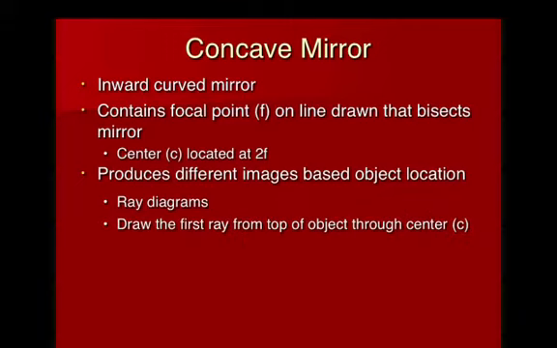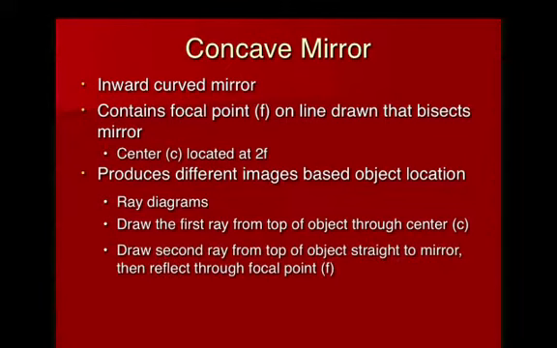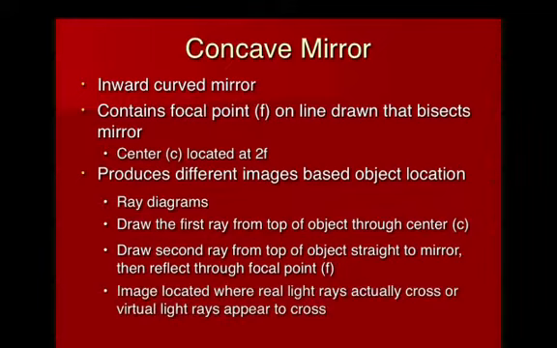The way this is going to work, first of all, we're going to draw two sets of rays. The first one we draw from the top of the object through C, the center. Wherever C may be located, wherever the object's located, we go from the very top of that object through C. And then the second ray, we're going to draw straight across parallel to the principal axis, and then we'll allow it to reflect through the focal point. Once we've drawn those, our image will be located wherever these real light rays cross, or if we end up with some virtual light rays, where they appear to cross. Now again, a lot of this might not make sense until we actually do some drawings.